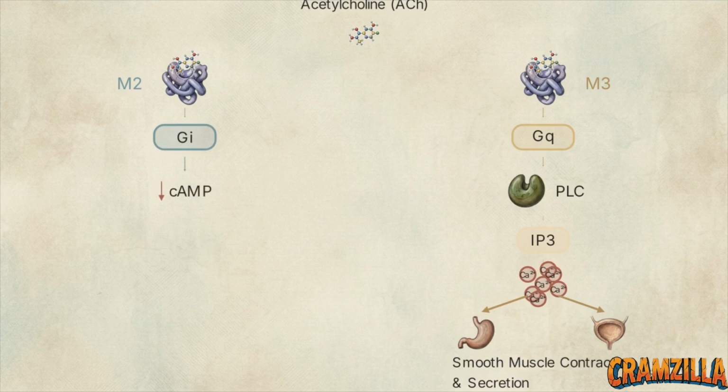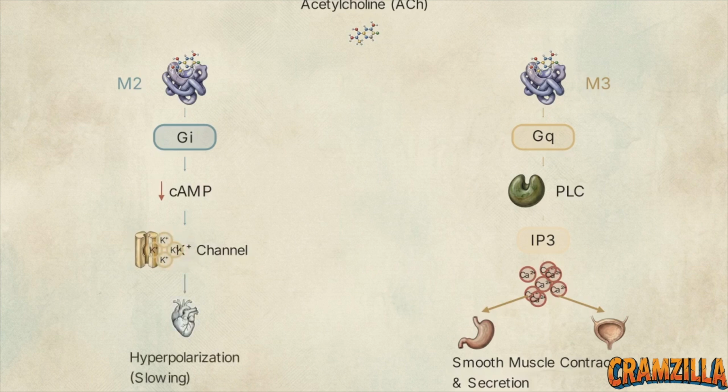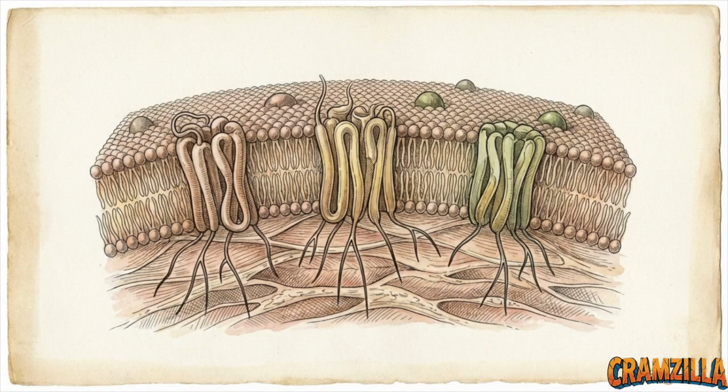The M2 receptor executes a different logic. It couples to Gi proteins, which inhibit the production of cAMP. This triggers potassium channels to open. Positive potassium ions rush out, hyperpolarizing the cell and stalling electrical activity. The incoming nerve signal does not dictate the physical response. The physiological outcome is hard-coded by the target organ's local receptor hardware.